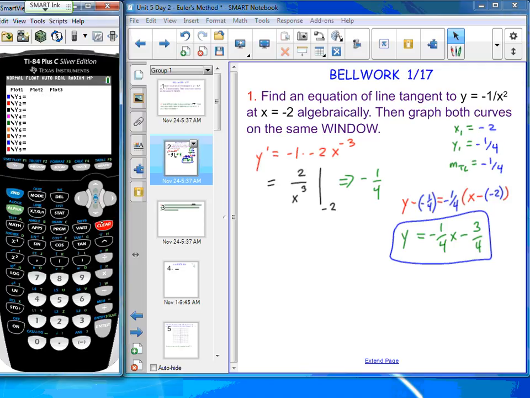So let's go ahead and see. We've got -1 over, and we only need calculators today for our Euler's method, so it's good to have them out. So -1/x². In our tangent line, we got -1/4 x, excuse me, -3/4. And I don't know what a good window is. In fact, I don't know what my window was before, but I know the point of tangency is -2, -1/4. So I'm going to leave it and see what happens.